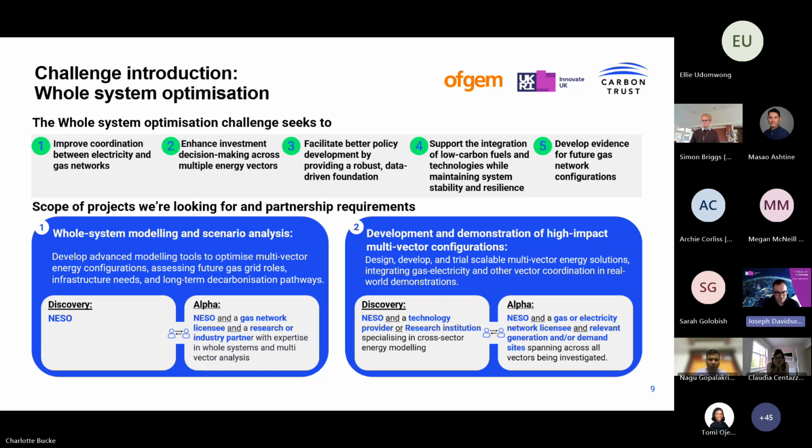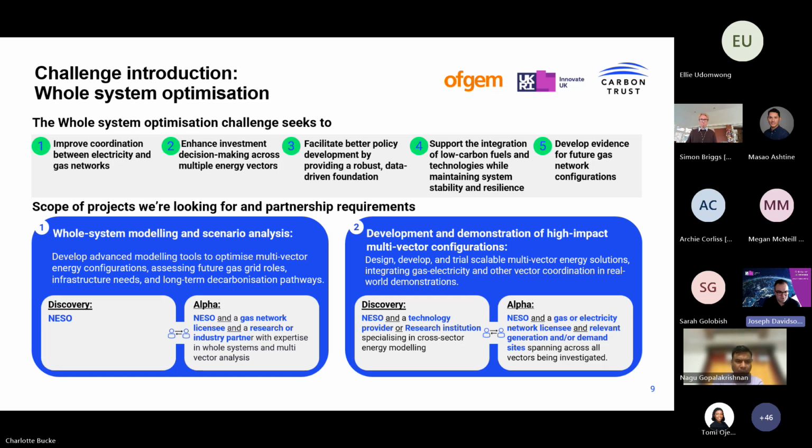And the second scope is on high-impact multi-vector demonstrators and configurations. Now, this is quite broad and, as mentioned, covers vectors in transport, heating, industry, and collaboration across gas and electricity. So interested to see what ideas come through here in terms of demonstrators in real world that potentially could come through the SIF pipeline here.